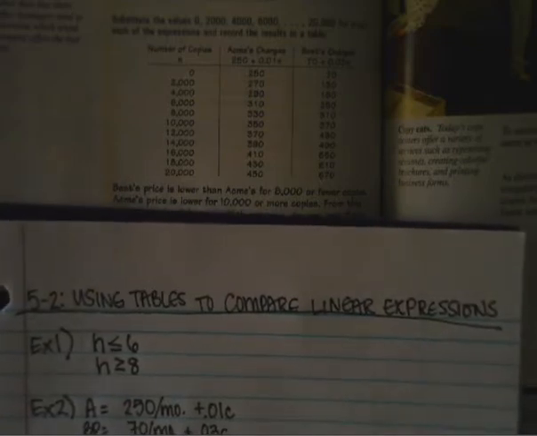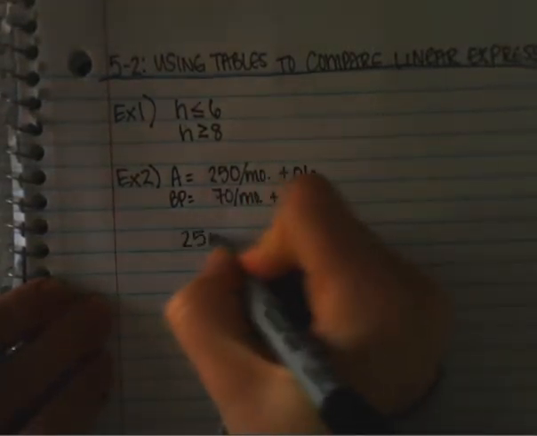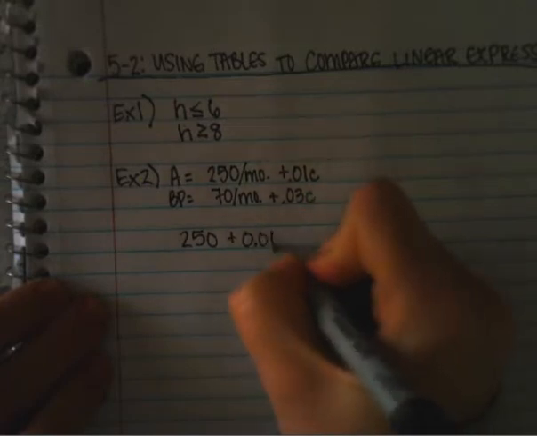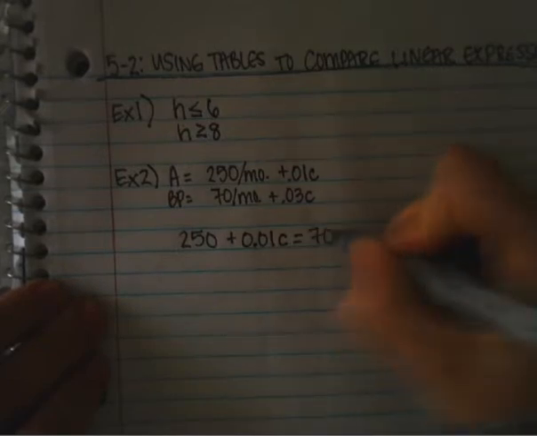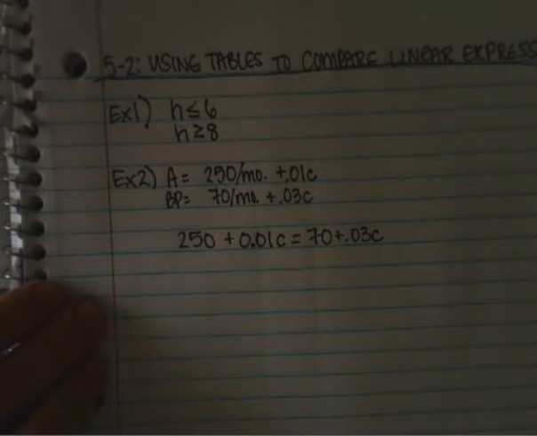Well, if we think about the fact that we want these two to be equal, I can just write an equation like I did in section 5.3. Sorry, 5.3. Okay, so I could set up an equation: 250 plus the penny per copy. I want that to be the same as 70 plus 3 cents a copy. Okay, and I could solve this.